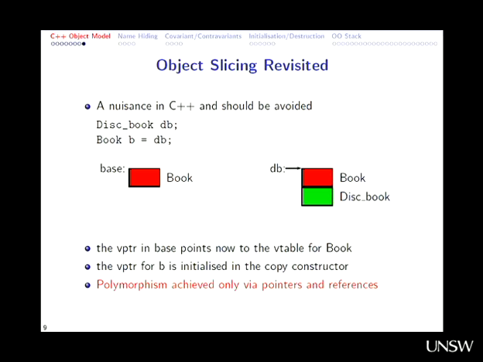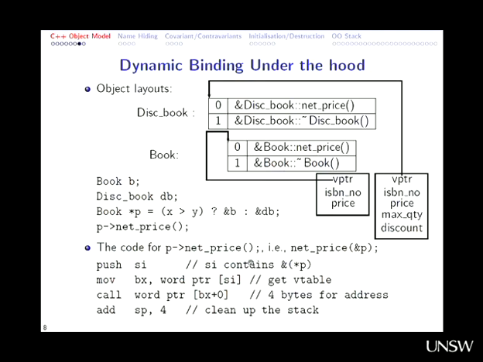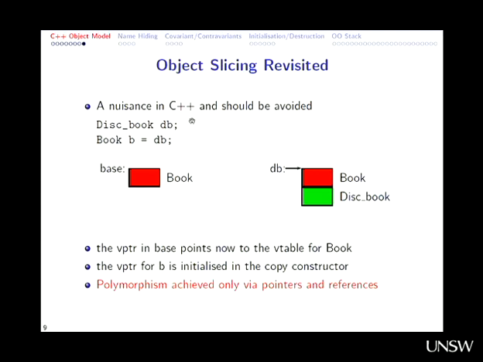Now, let's talk about this object slicing a little more. If we have a discounted book, db, and we've got a book that's equal to db, and we have this base book here and this discounted book here, this causes us grief. When we do the copy construction, the v pointer of the base now points to the v table for book. So the v pointer gets changed on that construction.